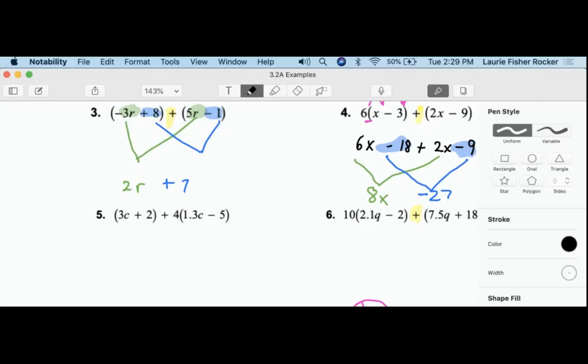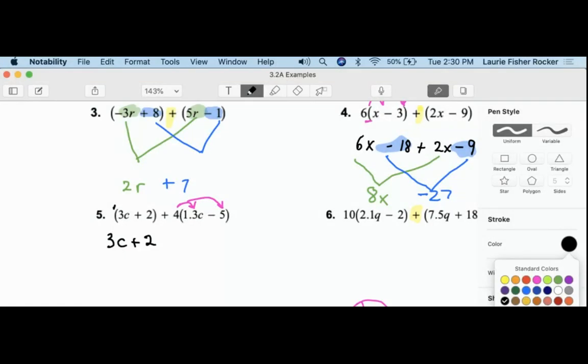Okay, now we're going to do a couple problems here that have some decimals. So I'm going to look at this first one here, and there is no number in front, so we can just bring that 3c plus 2 down. When we get to this next one, though, there is a 4 there. So that 4 is going to have to be multiplied. I have this 1.3c minus 5, 4 times. So I'm going to multiply those. I'm going to distribute that, and that's multiplication.